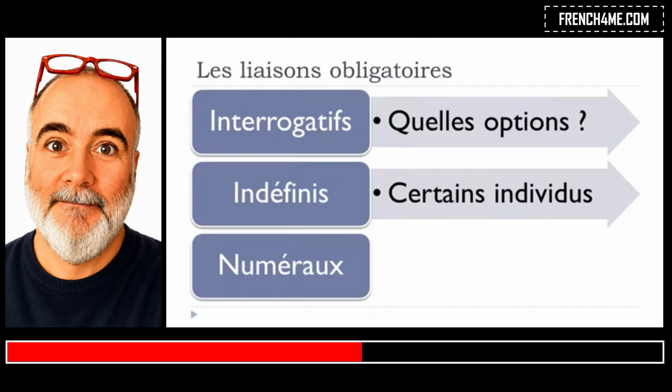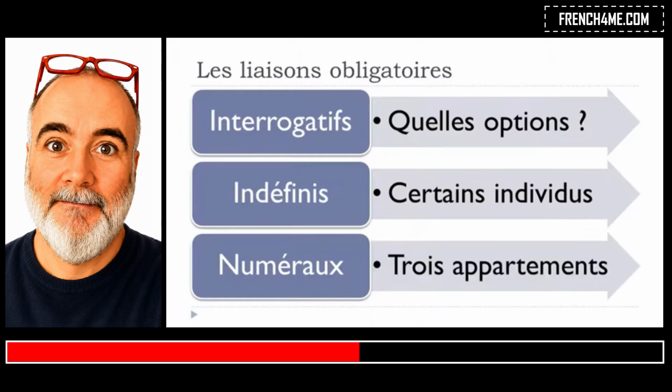All right, and the last situation for this page, numéro. Okay, so if we're talking about numbers, in that case I took trois, okay, 3, just because it ends with s, as you can see here, and then appartements, apartments, starting with a vowel, so you should make the liaison, trois appartements.